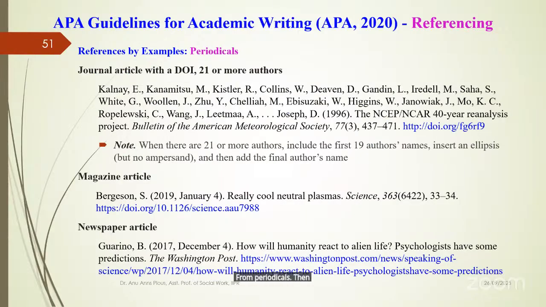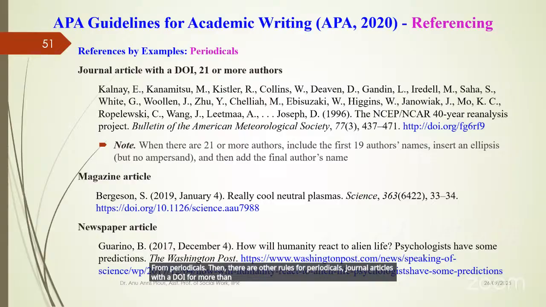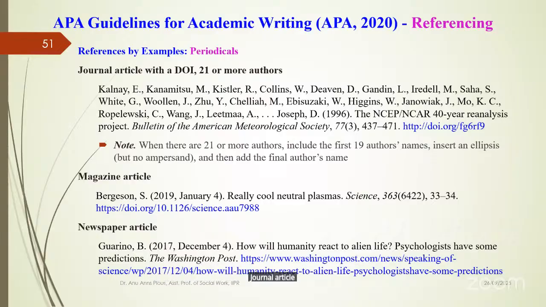Then there are other rules for periodicals: journal article with a DOI for more than 21 authors, journal article with a magazine article, article from a newspaper, like that. So a number of options are there.